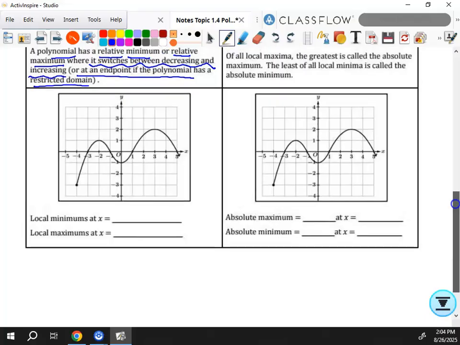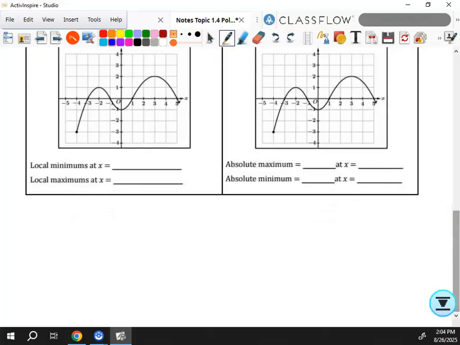So when I look at this graph right here, if I start over here, I'm increasing, I'm going to switch to decreasing, so that's my turning point. That's a relative maximum or minimum. I'm decreasing, and then I switch to increasing. There's another one. I'm increasing, I switch to decreasing. There's another one. This end has an arrow. This one has a point, which means I have a restricted domain, so I have to take him into account as well. Okay? We all good so far?